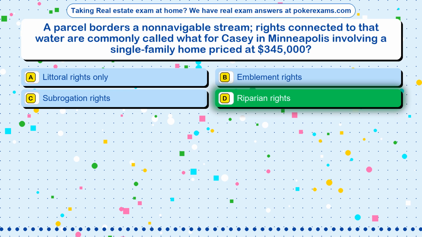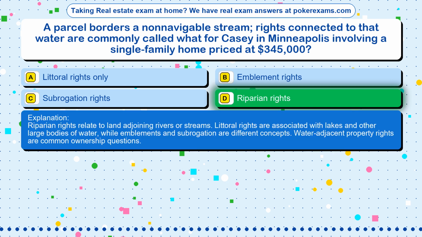The correct answer is option D. Riparian rights. Riparian rights relate to land adjoining rivers or streams. Literal rights are associated with lakes and other large bodies of water, while emblements and subrogation are different concepts. Water-adjacent property rights are common ownership questions.